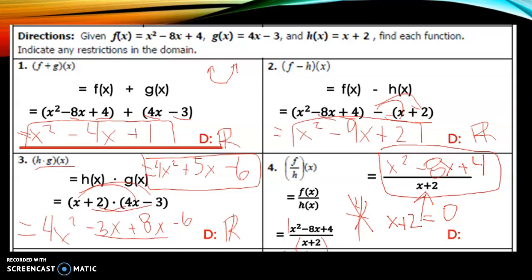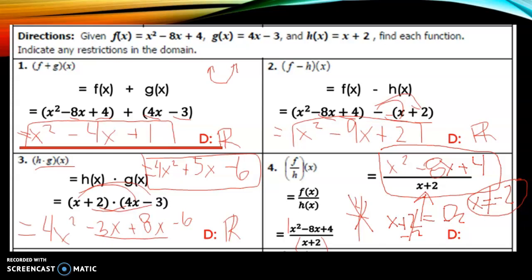So the one case we need to do is we set it equal to 0 and we solve. I subtract 2 from both sides. Basically we're saying x cannot equal negative 2. So whatever the denominator is, if we are dividing a function by a function, the denominator cannot equal 0, because we get an undefined function. You try to type it in the calculator, and it says I can't divide something by 0.